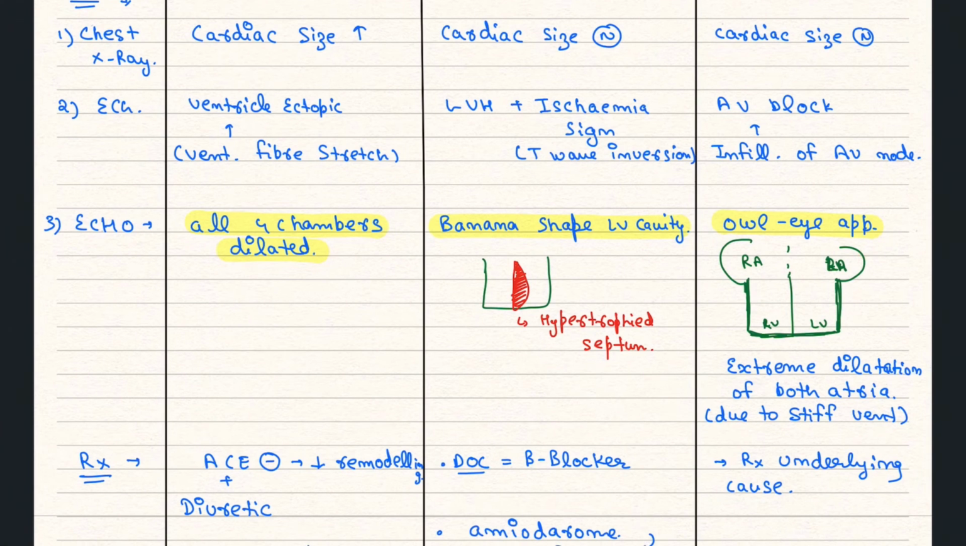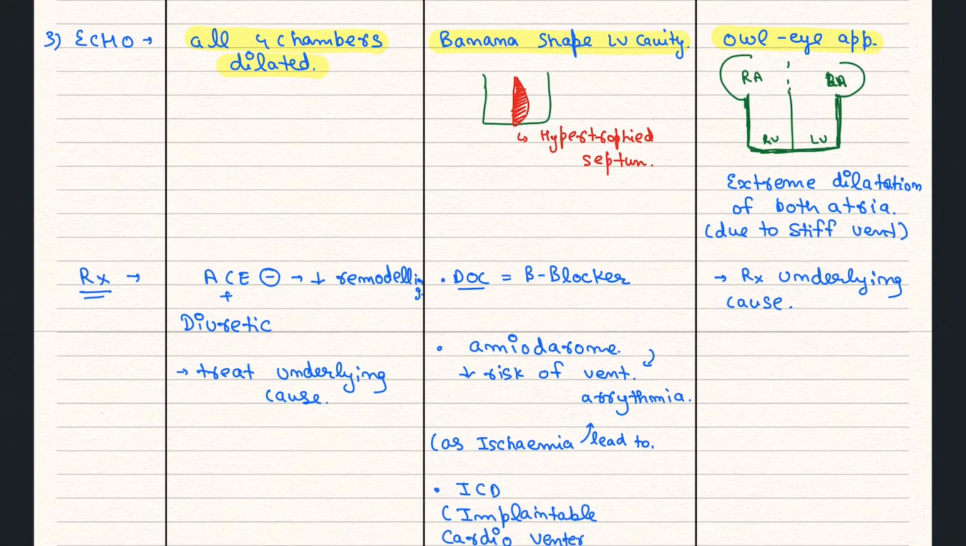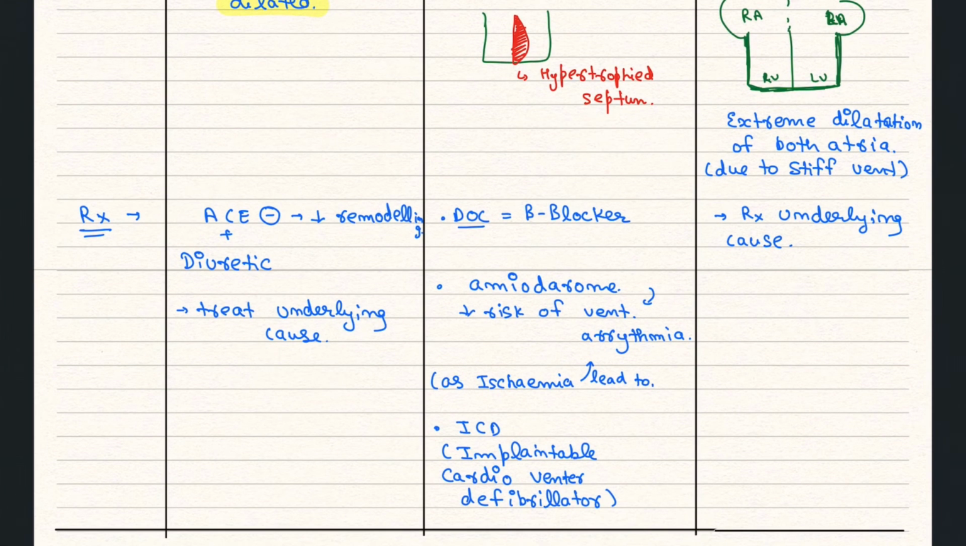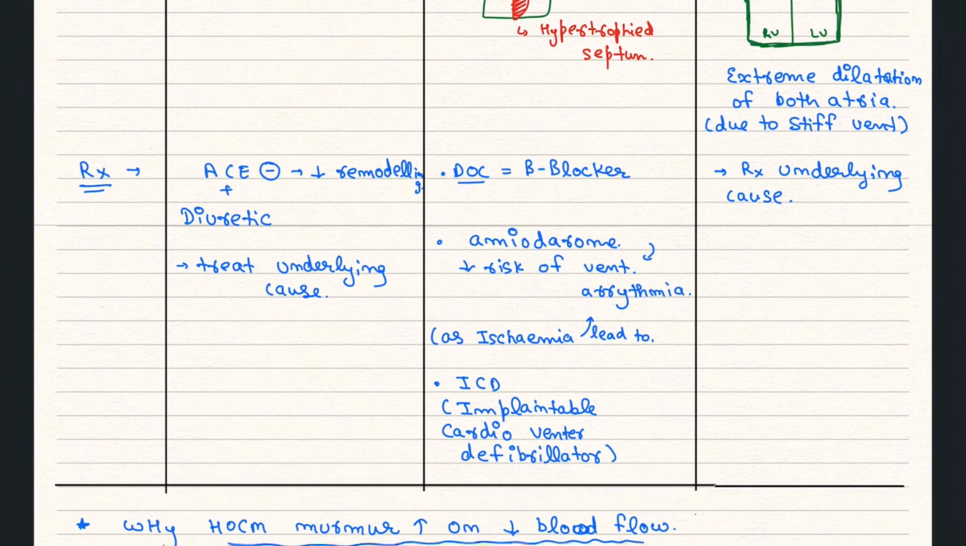Talking about treatment, in the dilated one the treatment is ACE inhibitors to reduce the remodeling, and diuretics will be given, and we will treat the underlying cause, that is if it is caused by alcohol or any infection, we can treat it. While in hypertrophic obstructive cardiomyopathy the drug of choice is beta blocker. We can also give amiodarone to decrease the risk of ventricular arrhythmia. While in the restrictive one, we will treat the underlying cause.